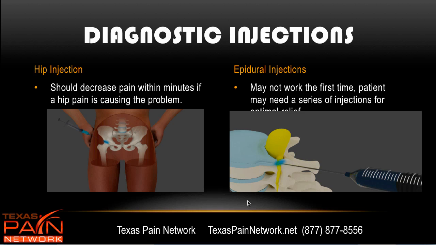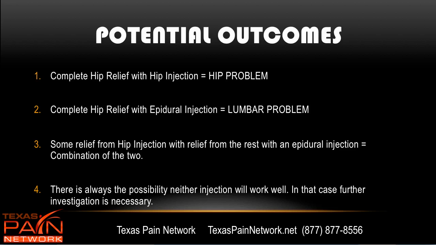Now, diagnostic injection. If you get an injection into your hip of numbing medicine and steroid, it should decrease the pain within a few minutes, okay? Epidural injections in the spine may not work well the first time. You may need a series of injections for optimal relief. So the outcomes of the workup may be, if you do an injection into the hip and you get complete hip relief, it's a hip problem. Okay, that just stands to reason.